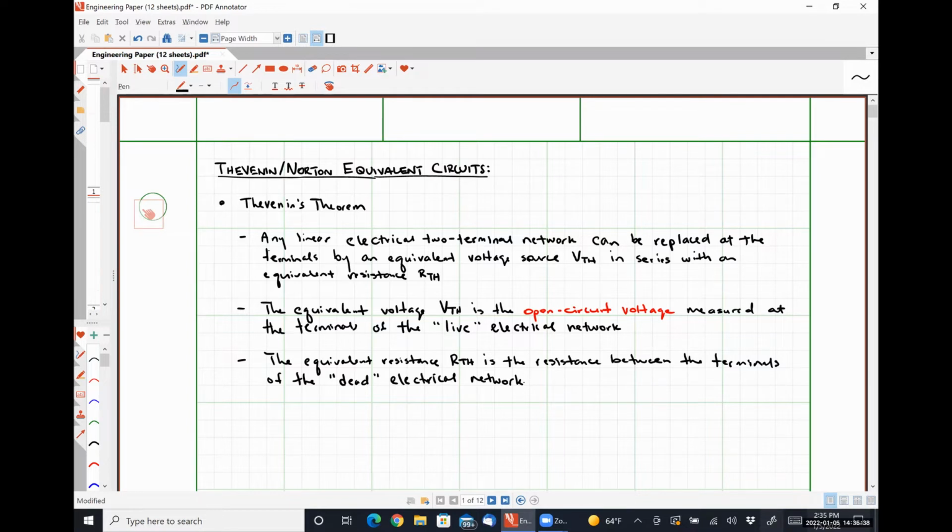Okay. So when we're determining a Thevenin equivalent circuit, we measure the voltage with all of our independent sources on over a particular set of terminals. And we measure the resistance with all of our independent sources turned off over that same set of terminals, okay? So let's look at a circuit.